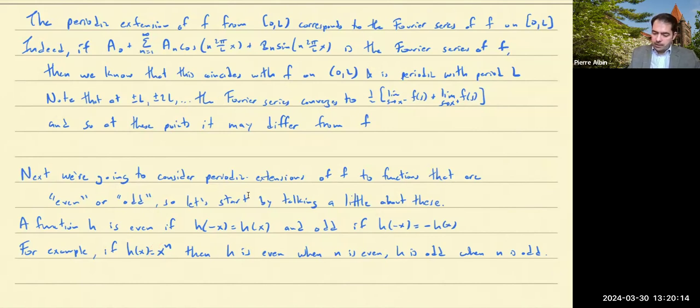Right? And also, another important example, h of x equal to cosine lambda x is even, and sine lambda x is odd for any lambda not equal to 0.